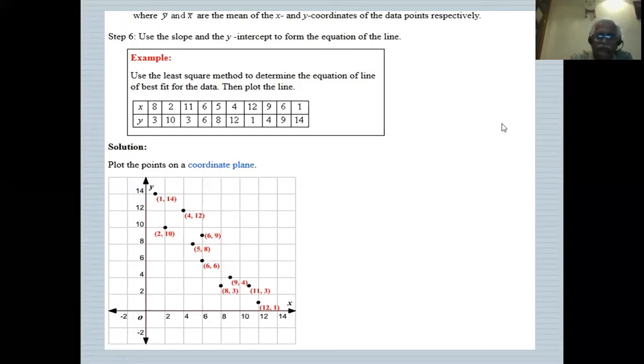6 and 9 is coming, where 6 is the x-axis and 9 is the y-axis. So if you plot all the points like this, the things come out like this. That means there is some trend. We have to find the best fit line out of it. Next.